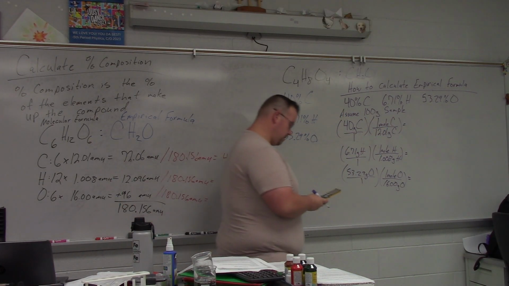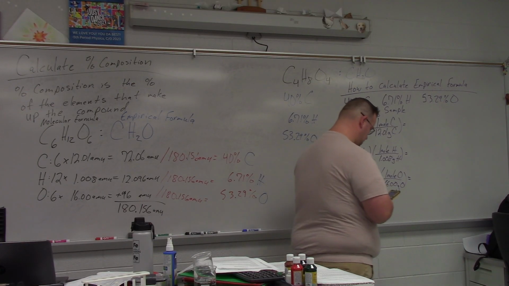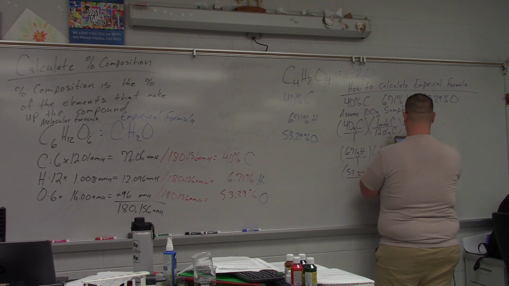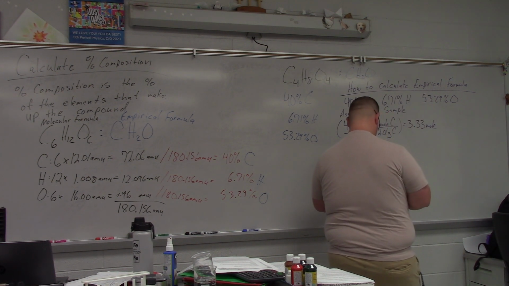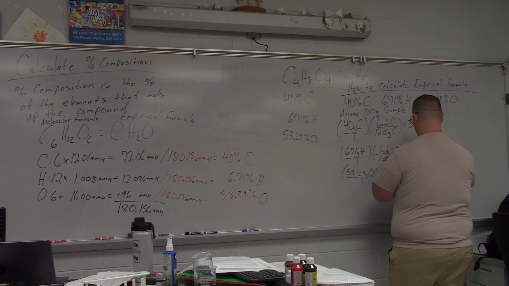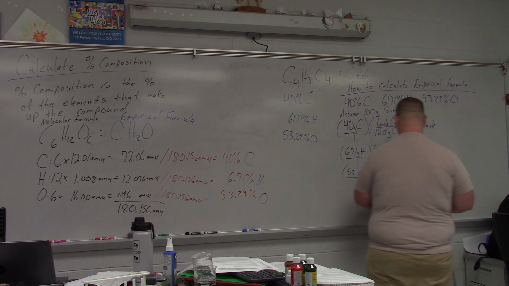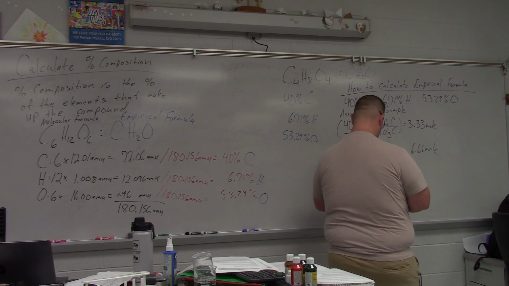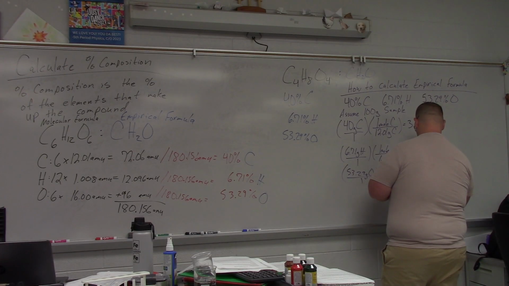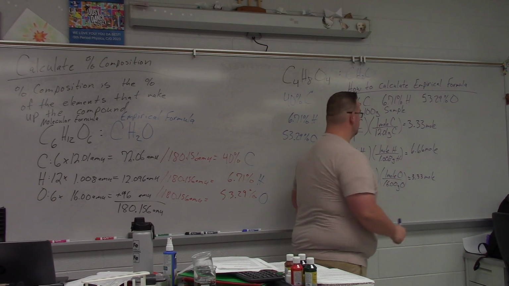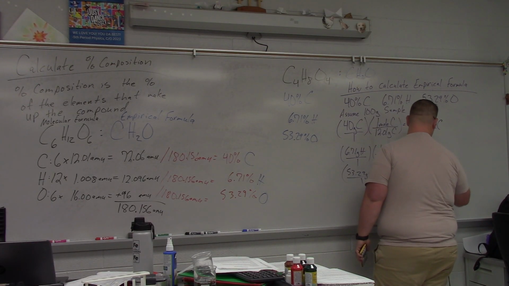Throw this in the calculator. I get 3.33 moles. Then 6.71, I get 6.66 moles. And I get 3.33 moles. So this is the moles of carbon, moles of hydrogen, and my moles of oxygen.